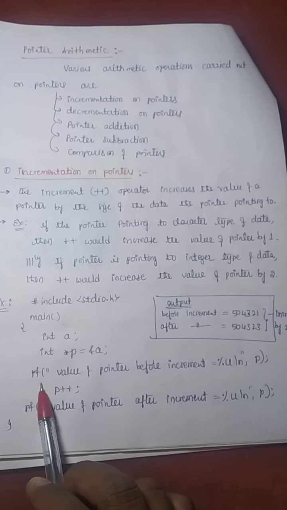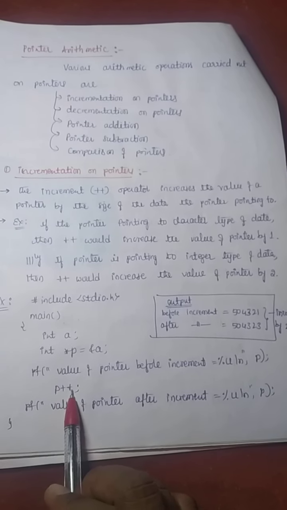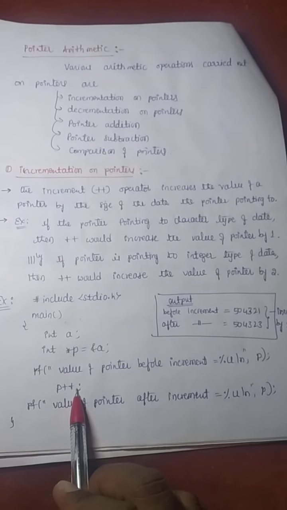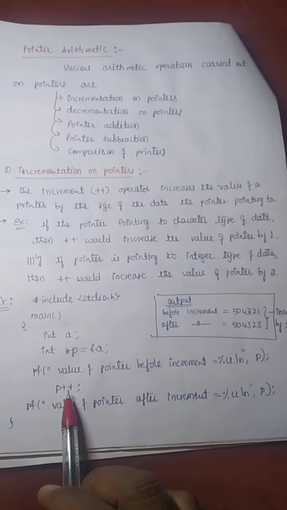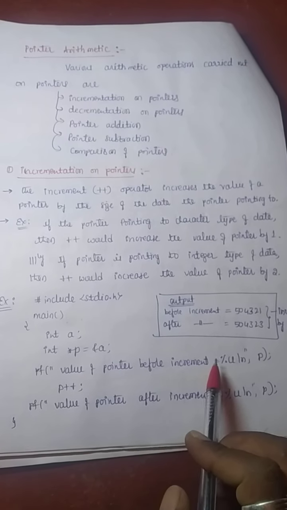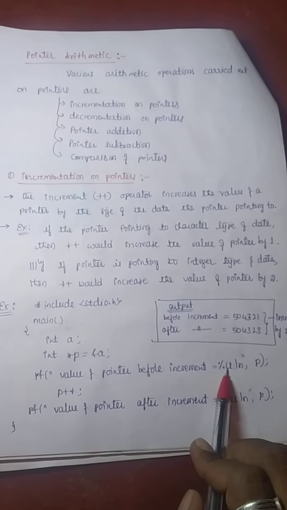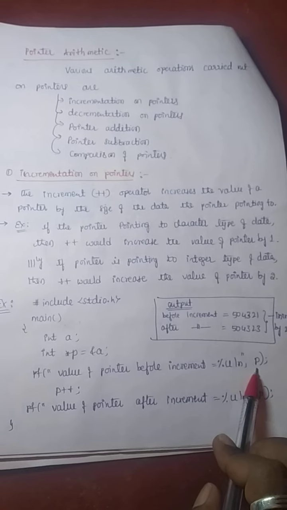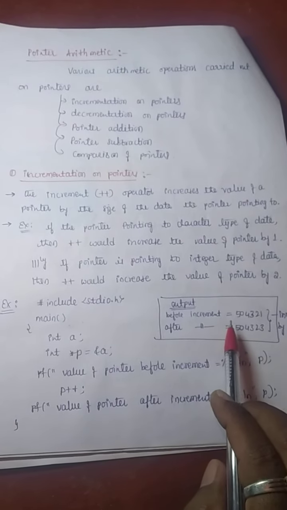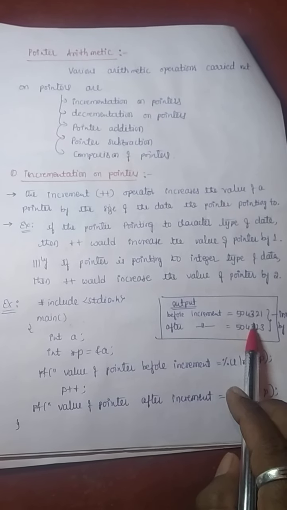Now I will print the address before incrementation of the pointer. See, p++ means the pointer increment, where ++ is the incrementation operator. Before using this I am going to use one printf statement: value of the pointer before the increment is equal to %u. What is this conversion code %u? We are going to display the address of p. See, p is pointing to this address, which is 5,04,321. So this printf statement prints this value.